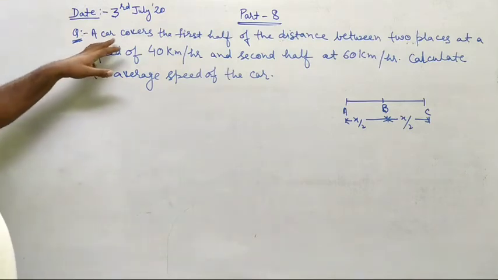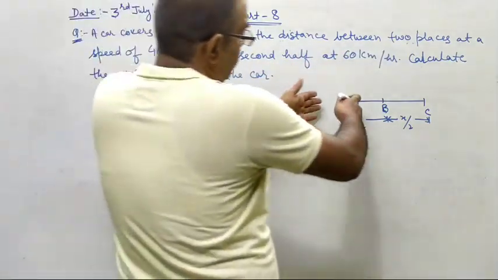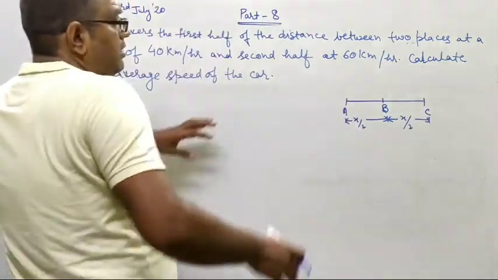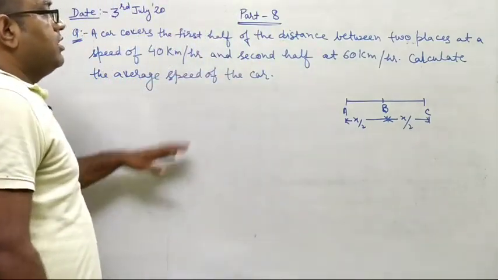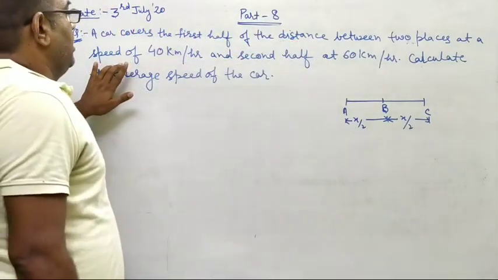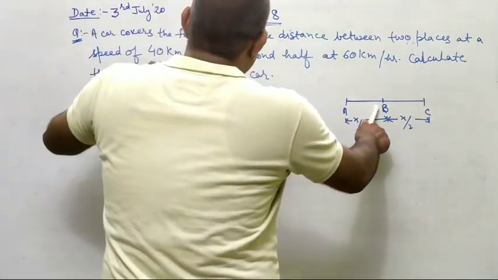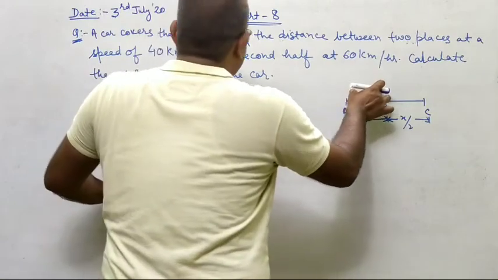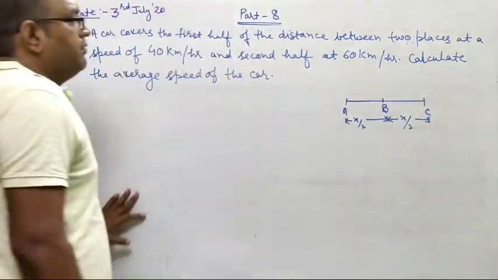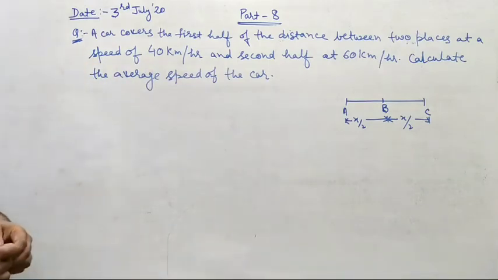Look at here. A car covers the first half of the distance between two places. There are two places A and C, and this distance AC is divided into two equal halves. First half it covers with 40 km per hour, and second half at 60 km per hour. Calculate the average speed of the car.